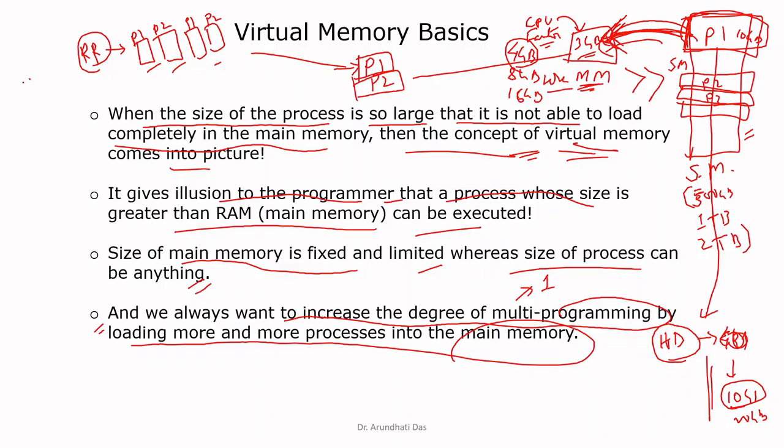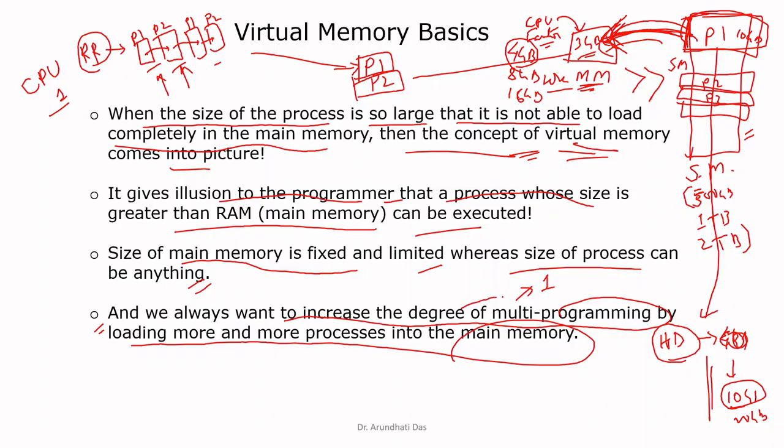I am assuming that I have only one CPU. So this context switch from P1 to P2, then again P2 to P1, is very quick. It is so quick that to the user it feels like both P1 and P2 are happening at the same time.